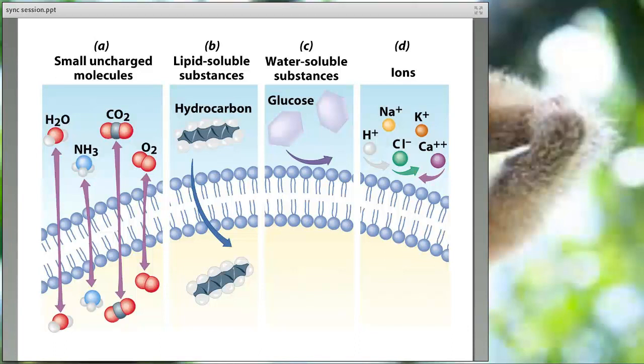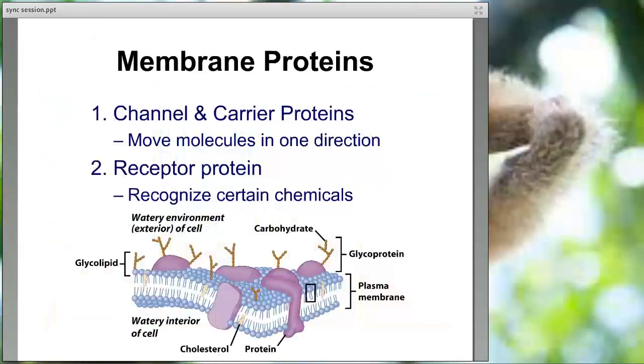So like small uncharged molecules can go straight through. Lipid-soluble substances can go straight through. But then water-soluble substances or charged substances like ions can't. They have to be regulated. So our membrane proteins, we have channel and carrier proteins, which help some of those molecules that are too big or that are charged make it through the cell membrane.